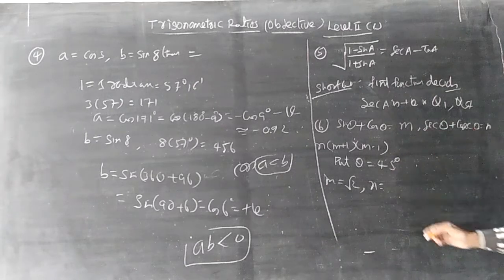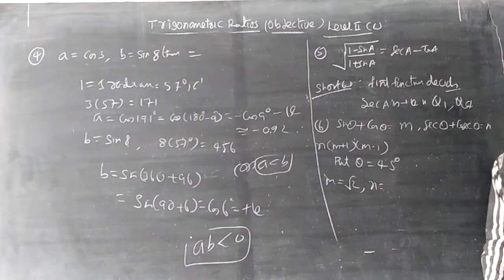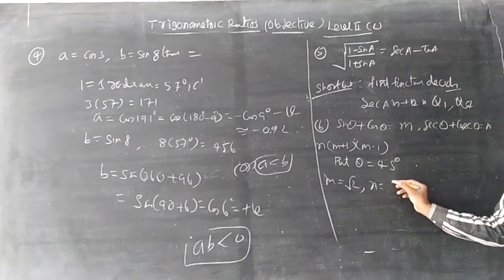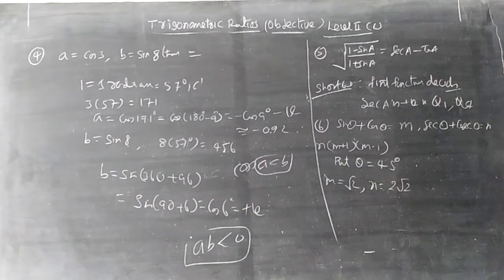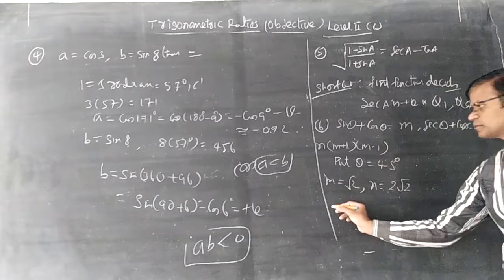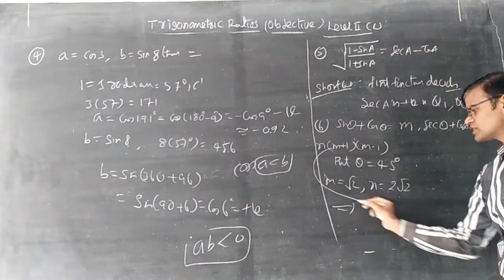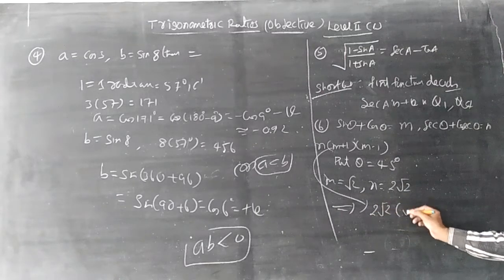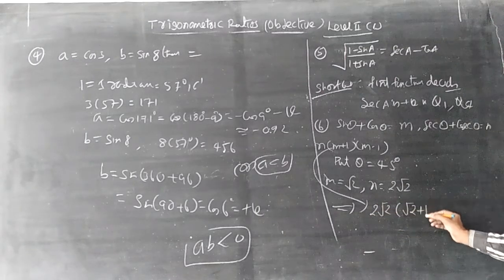Next, secant theta plus cosecant theta, n also: simply substitute the value 45. Secant 45 is root 2 plus cosecant 45 root 2, root 2 plus root 2 is 2 root 2. This is 2 root 2. Substitute here. What is the value of n? 2 root 2.